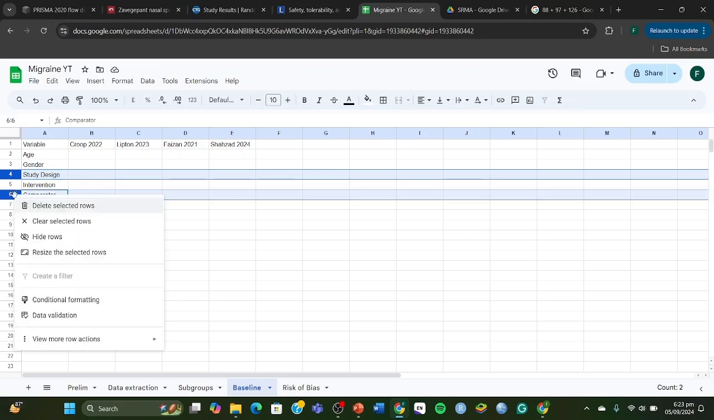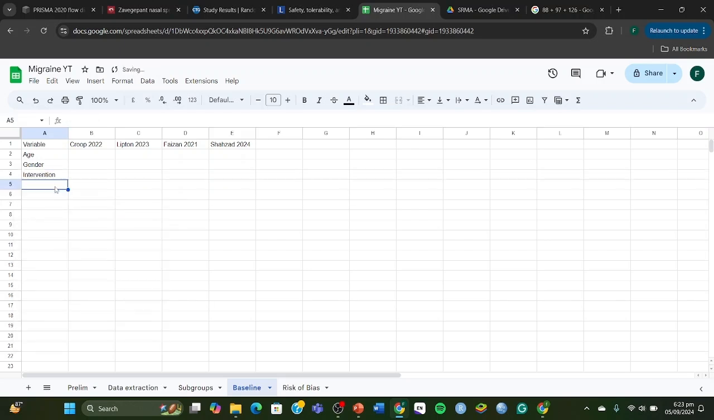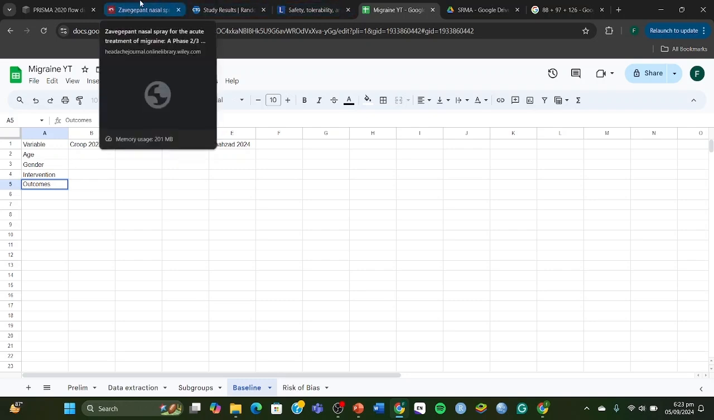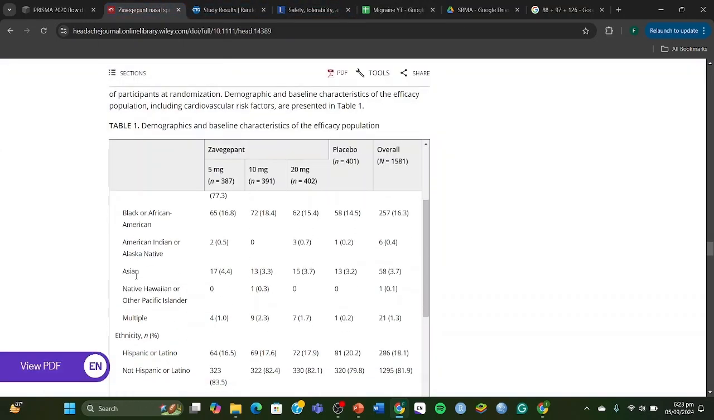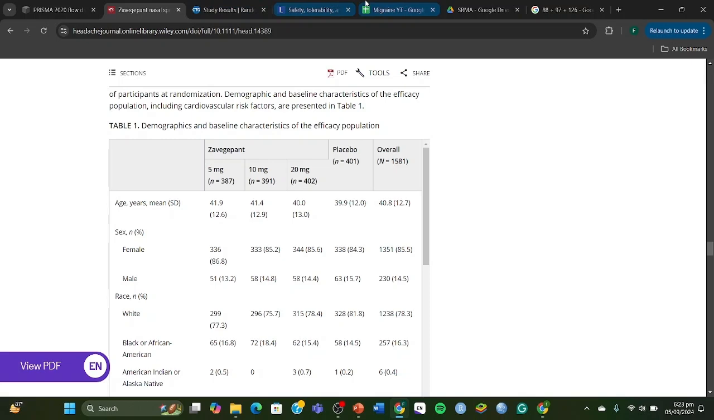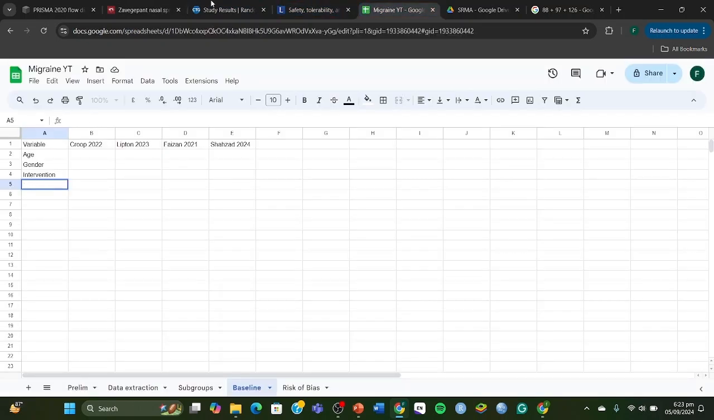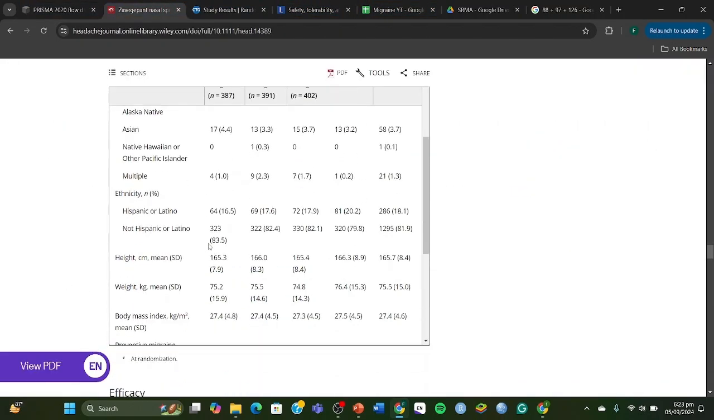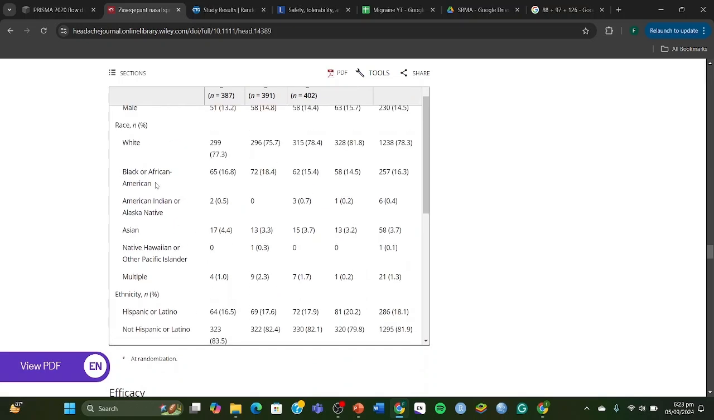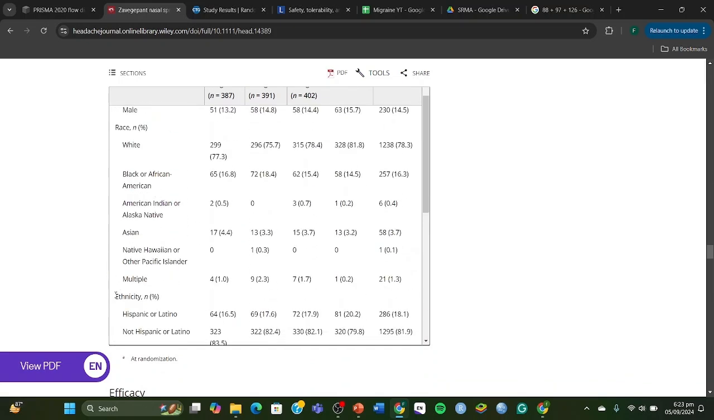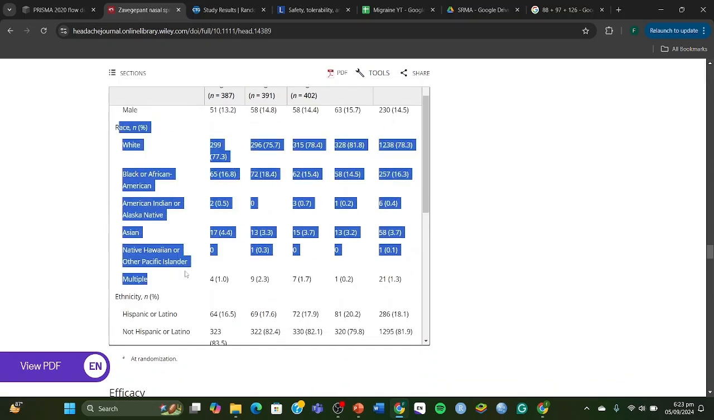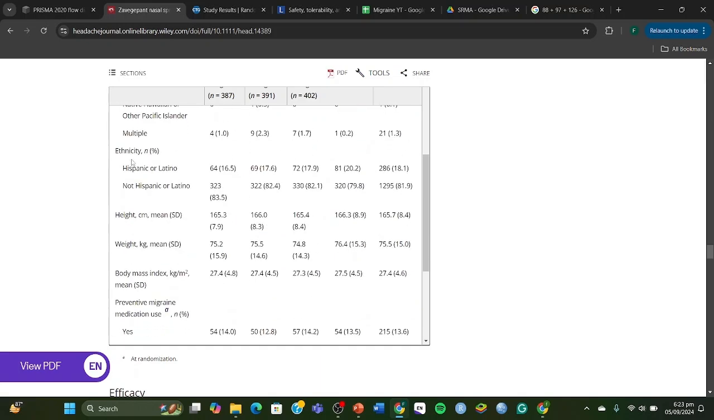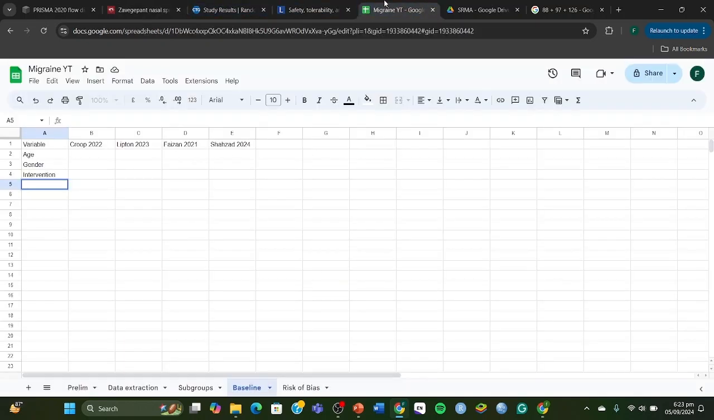Okay, some people also like to include outcomes, but since we've got a very good baseline efficacy table made right here, we're not gonna add the outcomes. What we will add though is, what should we add? Actually, like I said, they did not mention, for example, the race. So we're gonna add ethnicity right here.